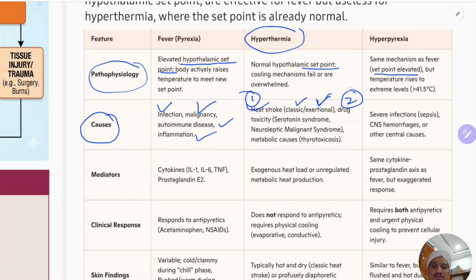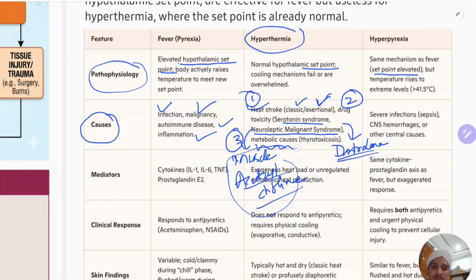Second example is drug induced, like serotonin syndrome, in patients who are taking tricyclic antidepressants, or SSRIs, selective serotonin reuptake inhibitors, or SNRIs. All these patients can experience serotonin syndrome if you give some other drugs which also increase the level of serotonin in the patient's body. So this is drug induced. One example classically is serotonin syndrome. Second example is neuroleptic malignant syndrome.